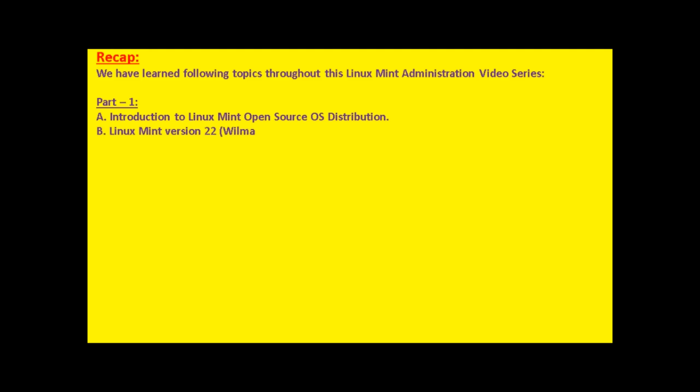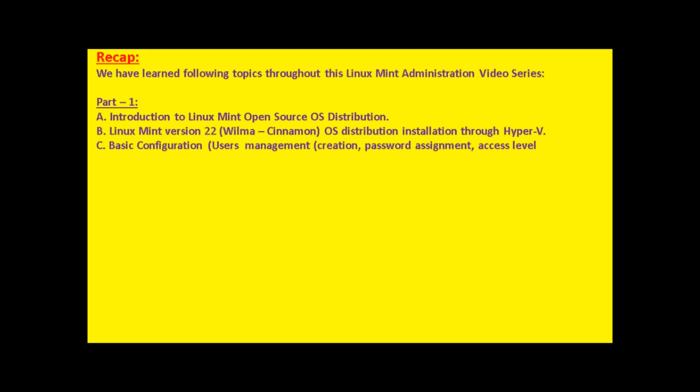That was a theoretical part. Then secondly, we have installed our Linux Mint version 22 OS distribution through our Microsoft Hyper-V platform, that is the virtualization platform. This was part 1. Continuing on part 1, we have done some basic configuration also, like we added a couple of users, assigned passwords to them, and assigned our system a local IP address. So this completes part 1.